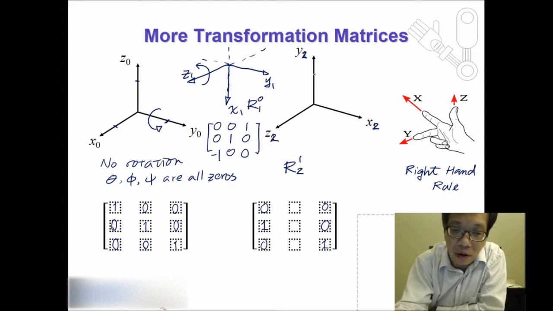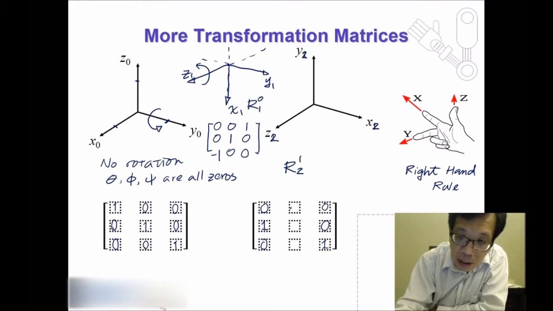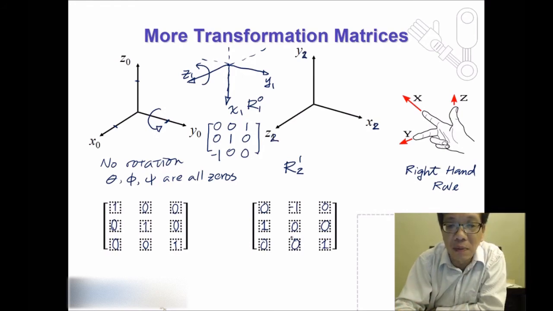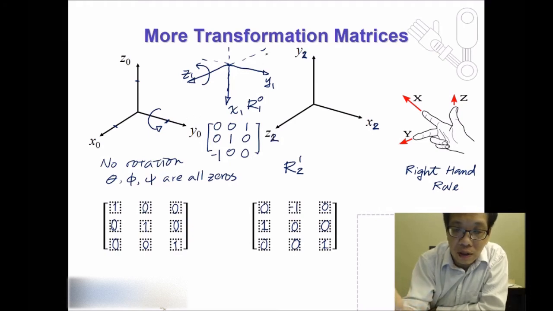Going back to this coordinate system over here, this time my y2 is along this new direction. So I'll have -1 and 0, 0. So this is going to be my new transformation matrix from this coordinate system into this coordinate system.